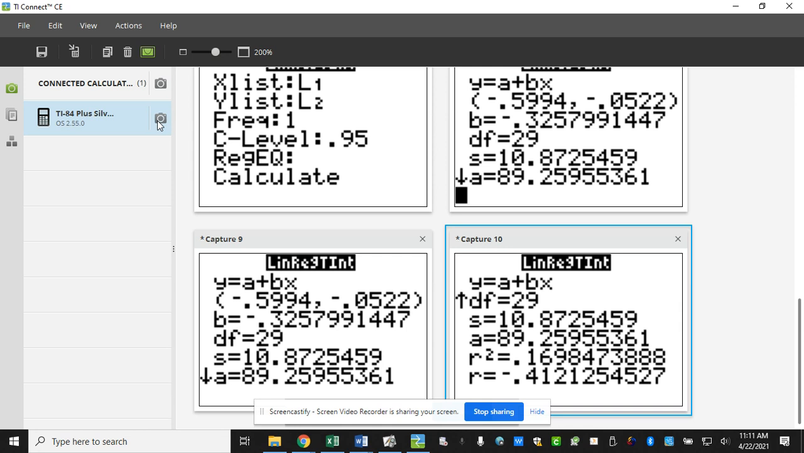Interpret the R squared right now, out loud. What does it start with?